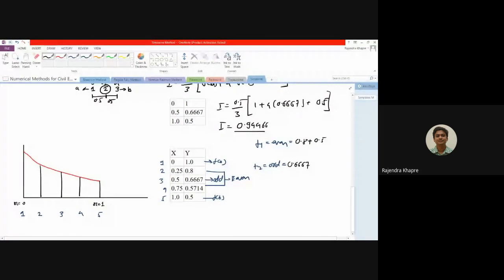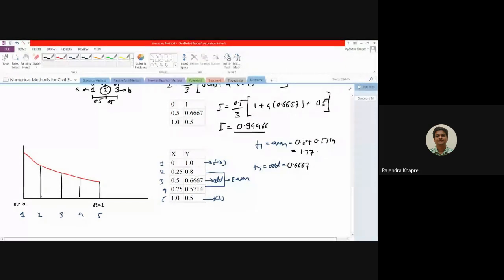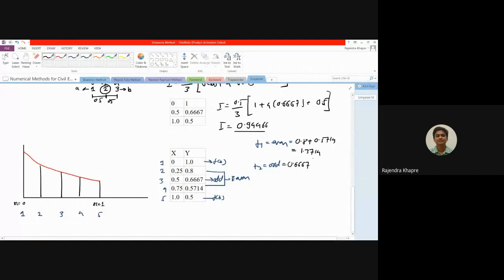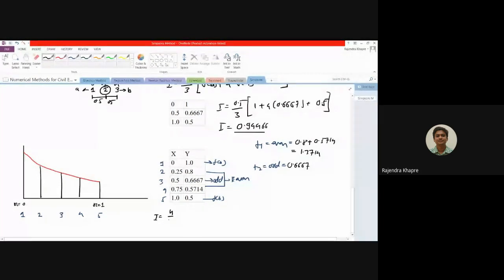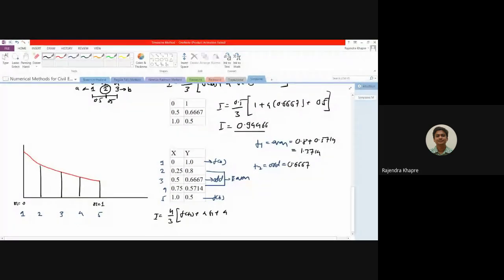plus 0.5714. How much is this T1? Anyone? I think it is 1.3714. Correct? Okay. So now the I value, that is the integration, is h by 3 into f of a plus 4 times T1 plus 2 times T2 plus f of b. I think I have not written this correctly. This is f of a, not f of b.